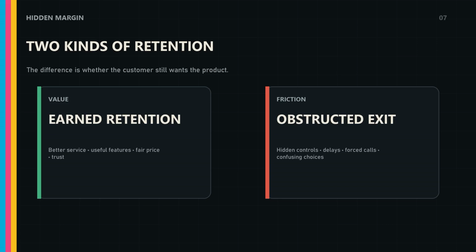Earned retention comes from a useful product, fair price, reliable service, and trust. Obstructed exit comes from friction. The customer is no longer choosing to stay because the offer wins. The customer stays because leaving requires more attention than they expected to spend.